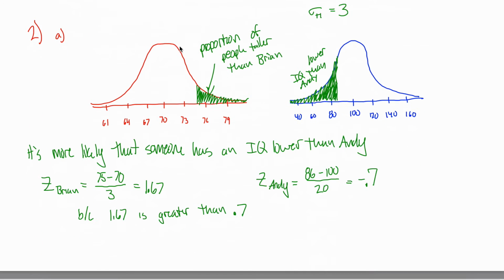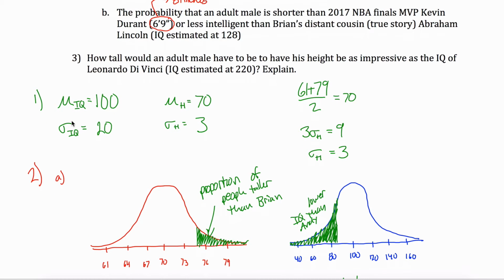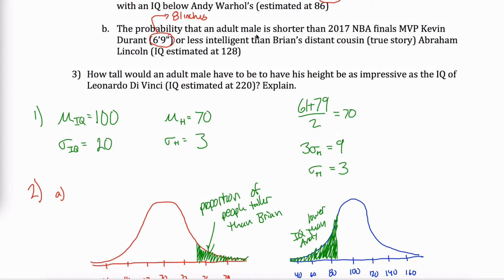And part B is almost identical, so maybe I'll go through it a little bit quicker. I don't really have any room for it. I guess just in a different color. 2B, we talk about the probability that an adult male is shorter than, so here's 2B over here. 2B, similar picture. 2A, I ran out of room.